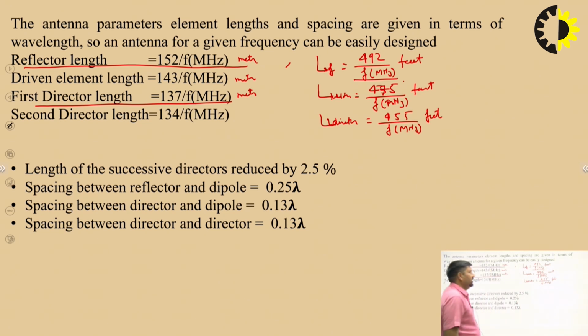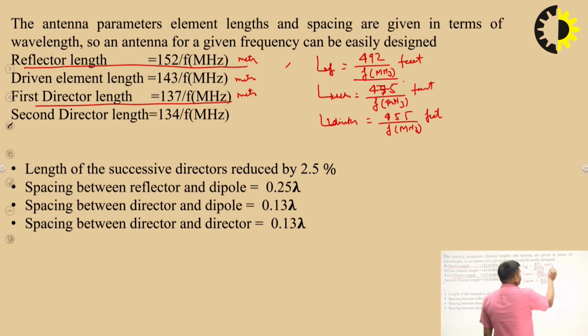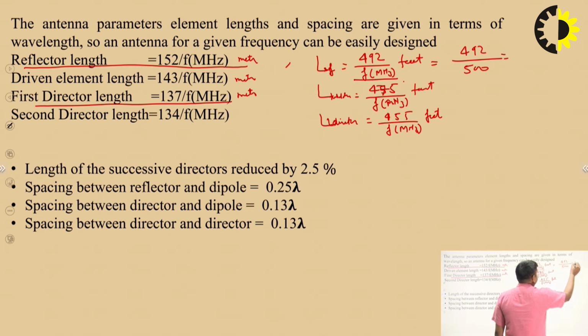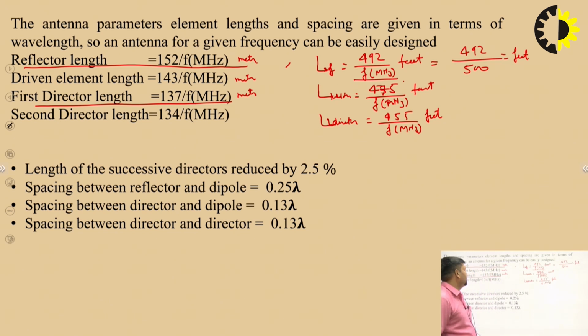So we can easily calculate, if we design a 3 element Yagi antenna for 500 megahertz frequency, you directly put 500 megahertz. That means 500 you have to put in, with 492, so we easily calculate the reflector length in feet. Or if you want the formula for meter, we use 152 by f.